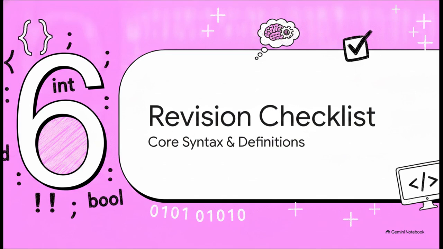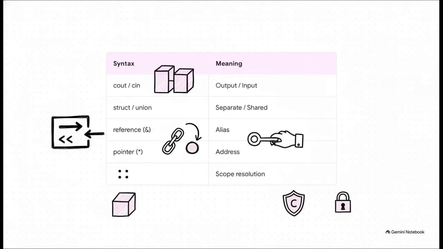Section 6, Final Revision Checklist. Let's lock in everything we've learned. Here is your master cheat sheet. It neatly organizes all the core syntax and definitions we just covered. We've got our insertion and extraction arrows for cout and cin. We have the fundamental differences between structs and unions, the ampersand for our references, the asterisk for our pointers, those double colons for scope, and of course the protective const keyword. I highly recommend you pause the explainer right here and grab a screenshot of this.